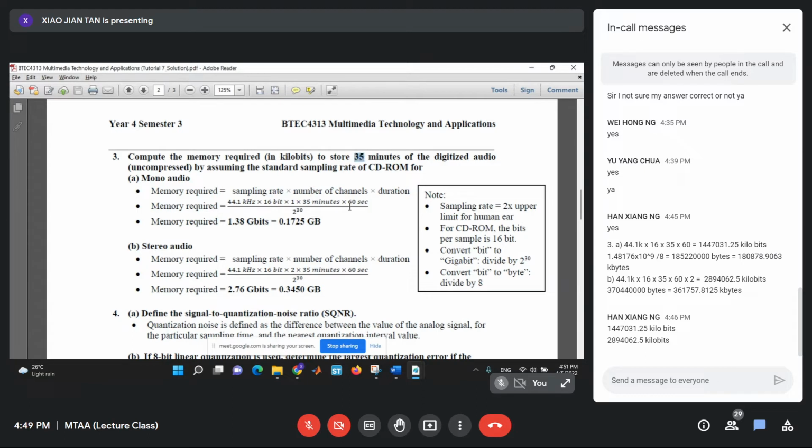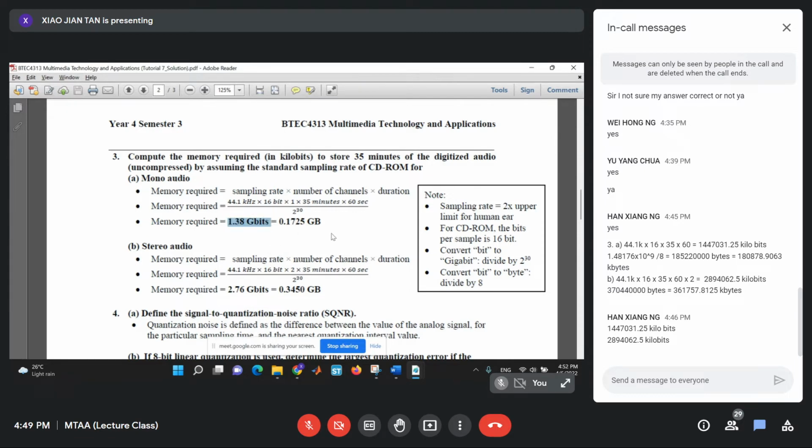Look into this one. You have 35 minutes. Always remember, we need to convert it to seconds. So the sampling rate is 44.1 kilohertz, multiplied by 16 bits, multiplied by 1, which is mono, and 35 minutes multiplied by 60 seconds. And divide by 2 to the power of 30 because I want to convert it to gigabits. So you will get this one and you get this one. It's equivalent, but this one is divided by 8. Otherwise, I think the answer should end here.